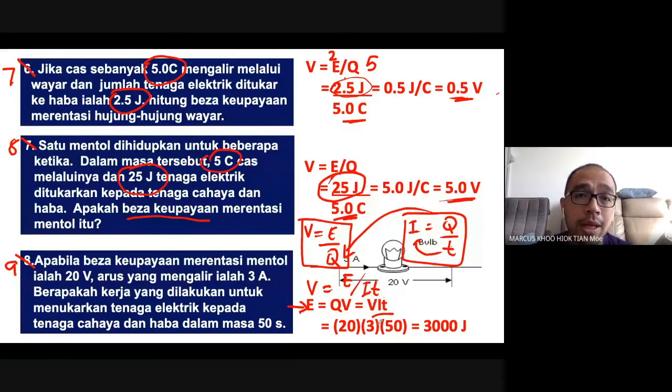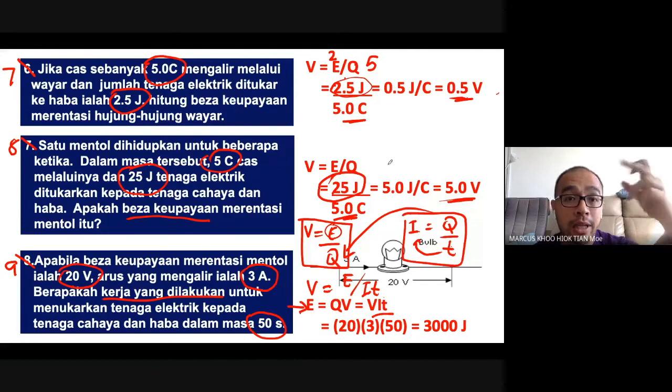Everything actually depends on what is the formula and what information is given to you. You're given 20 volts, you're given 3 amps, and you're given the time, and you're asked to calculate how much work, how much energy. So we need to find the E. Alternatively, if you find that it's too difficult to do this, then you calculate the Q first. Use the formula to calculate the Q, and then you put the Q inside.